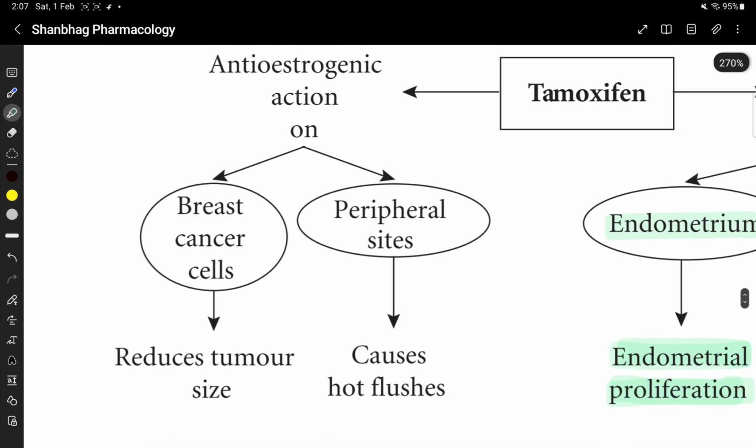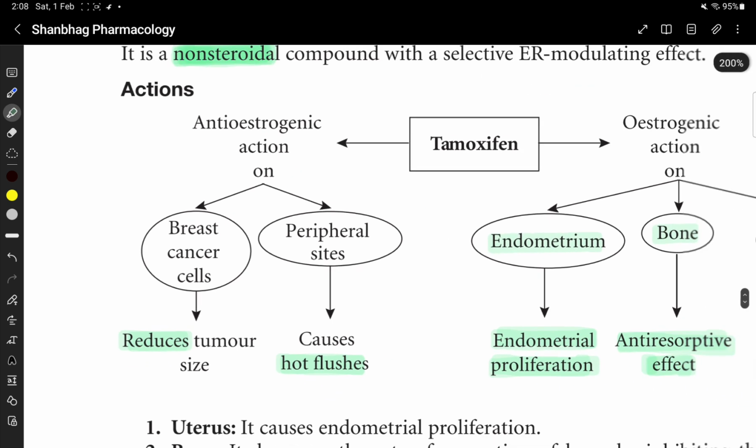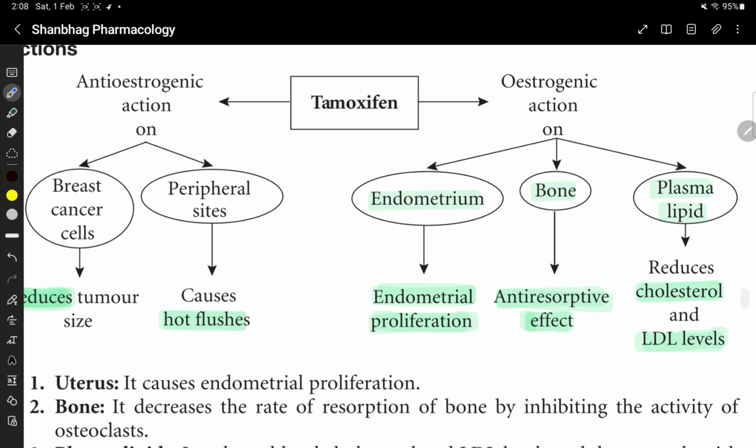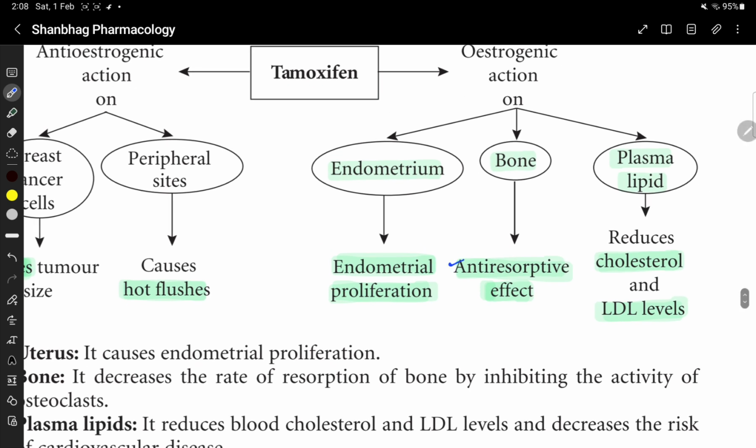It has anti-estrogenic action on breast cancer cells and peripheral sites. Anti-estrogenic action on breast cancer cells will lead to reduction in the tumor size, and on peripheral sites it will cause hot flushes. So the action of tamoxifen is it reduces tumor size, it causes hot flushes, it causes endometrial proliferation, it has anti-resorptive effect on bone, and it decreases cholesterol and LDL levels.